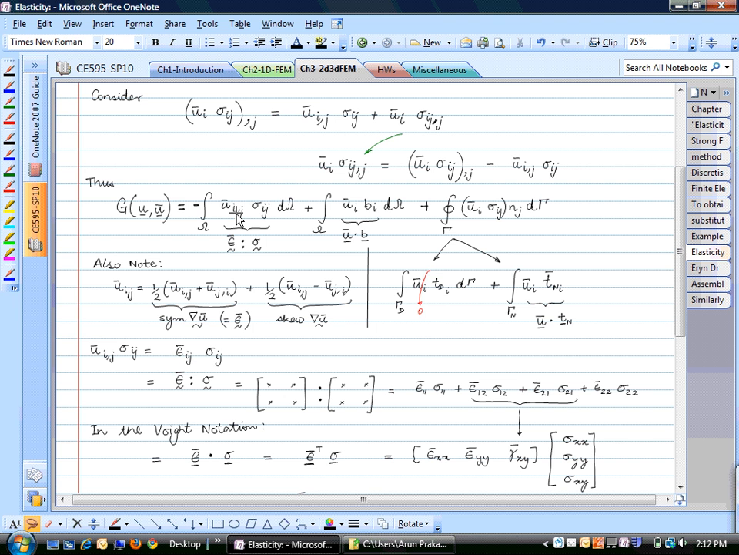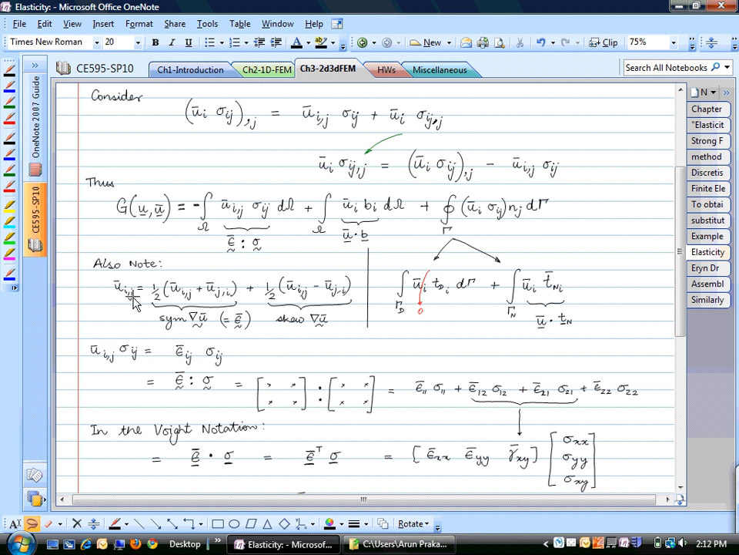So u_i,j is a 3 cross 3 matrix. u_j,i is the transpose of that matrix. So all we are doing is expressing that matrix as the sum of its symmetric and anti-symmetric parts. If you look at this equation, the anti-symmetric part will cancel off, and you will get this. But the good thing about this is that we know our stress tensor is also symmetric.